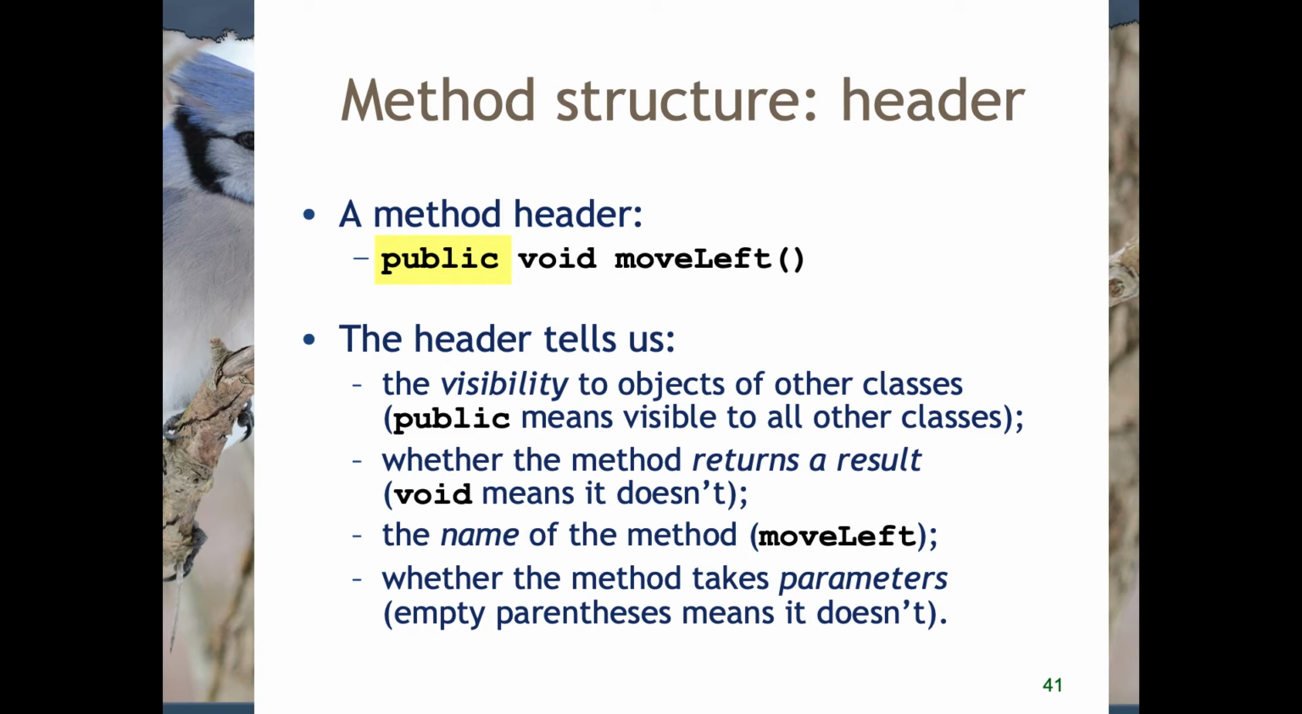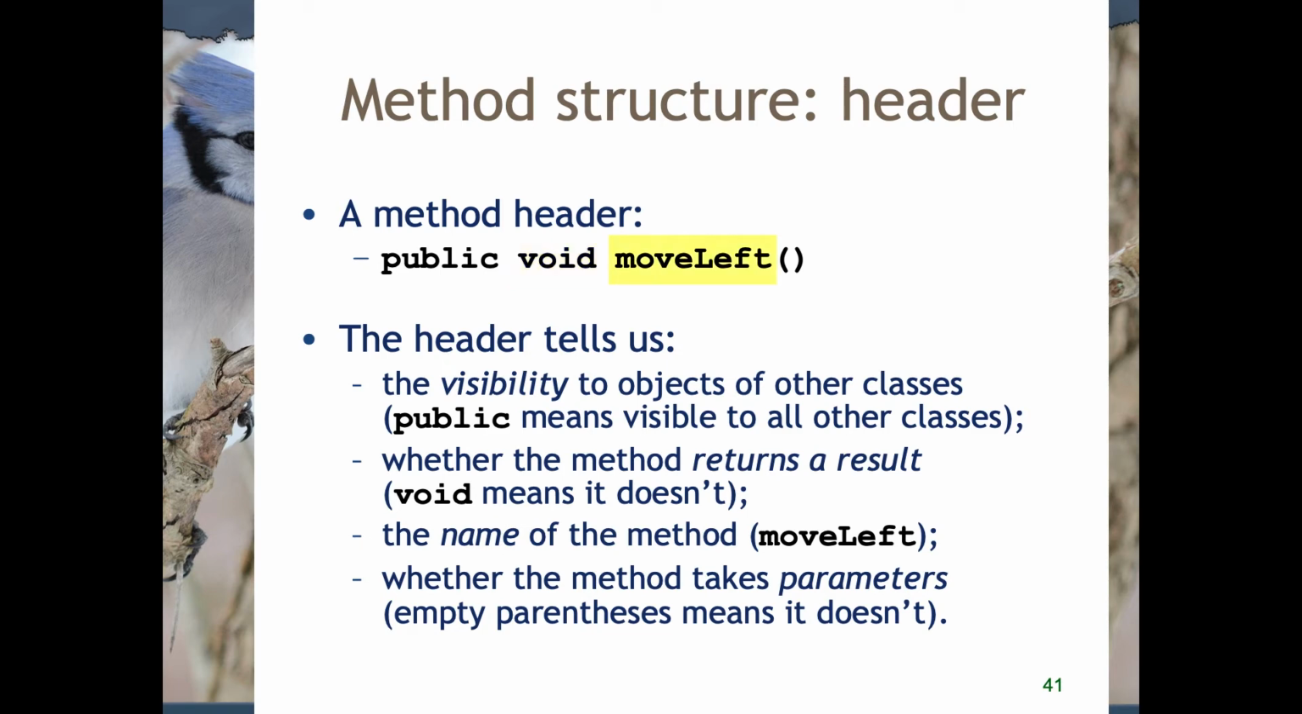For the most part, we'll see public methods in this initial discussion. The second element of the header tells us whether this method is going to return a result or not, whether it's going to return a data value. And in this case, the moveLeft method simply does something to the triangle state, and it doesn't return any kind of result or answer to the caller. So in that case, we use the word void to mean that no data value will be returned by this method.